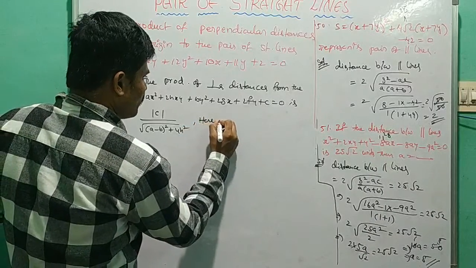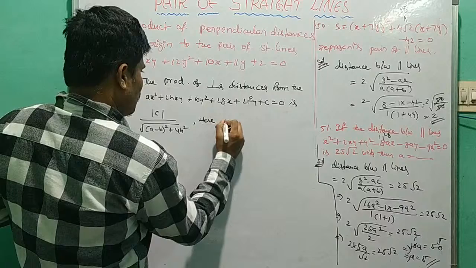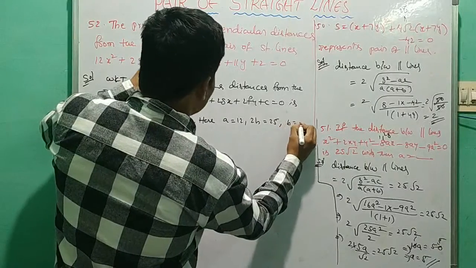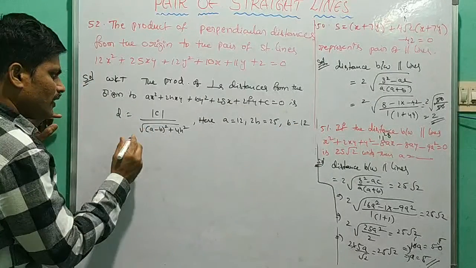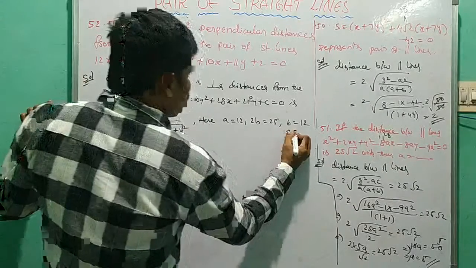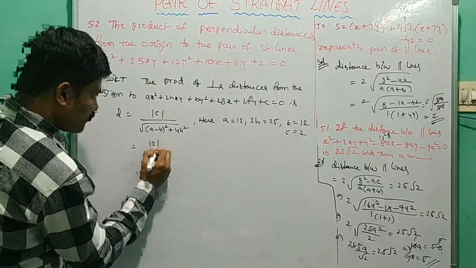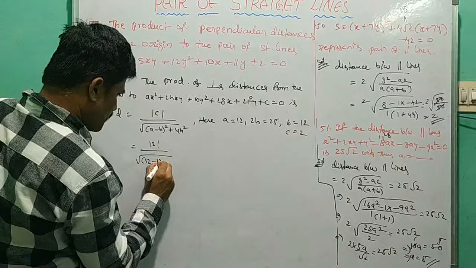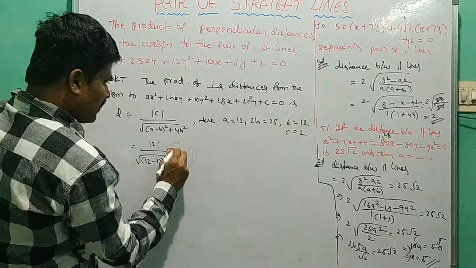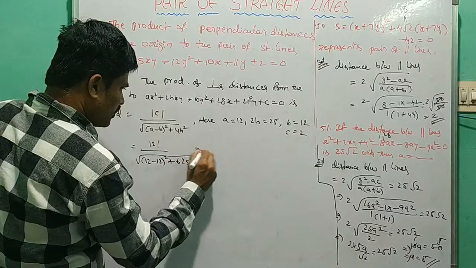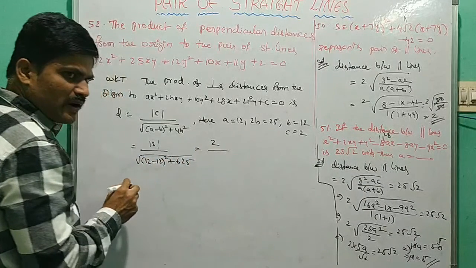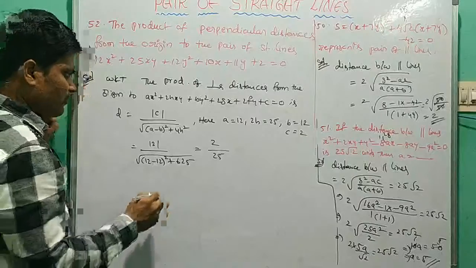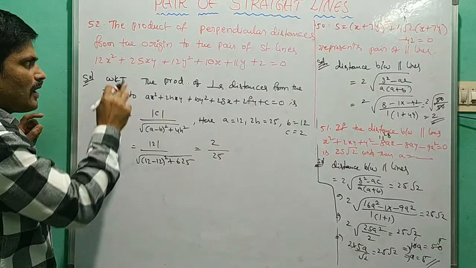Now here we take a equal to 25. Similarly, b equal to 12. Now in that we substitute the values. So here C value is 2. Now mod 2 by square root of a minus b, 12 minus 12. So 25 square means 65. Now this is 2, this is 0. Now the value is 2 by 5. This is the product of perpendiculars from the origin to the pair of lines.